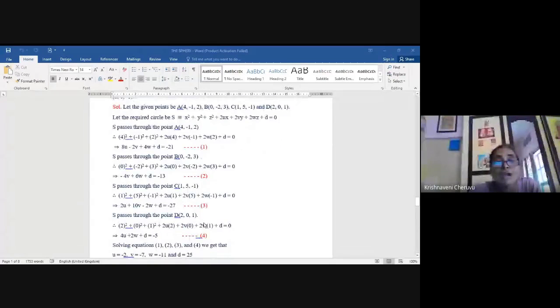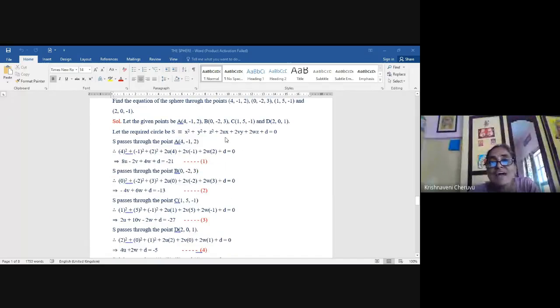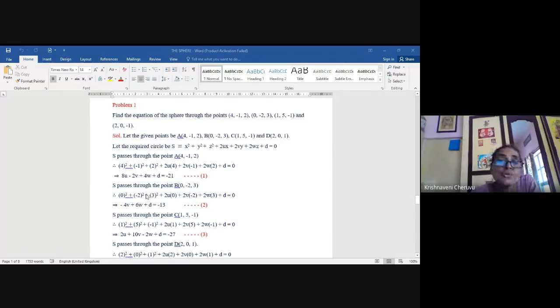Now, 4 equations in 4 unknowns U, V, W, D. You solve them, girls, to get the values of U, V, W, D. And after getting the values, you substitute in the sphere to get the required sphere. This is how you can find the equation of the sphere passing through 4 points. Now, how many conditions do you need to find the equation of the sphere? You need 4 conditions. Why 4 conditions? Because there are 4 unknowns, U, V, W, D.